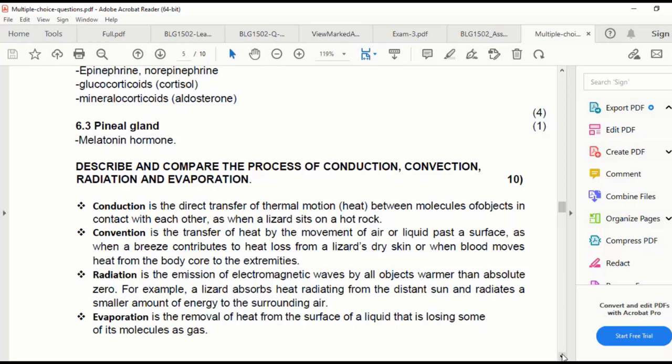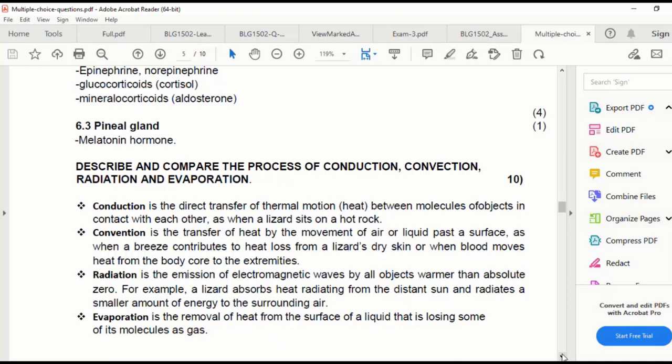So when we talk about evaporation, it's not just a matter of saying it's water which is being lost, but the removal of heat. It's actually not the water being removed from the surface, because that's a mistake that I personally used to make too. It's actually the heat which is removed from the surface of the liquid that is losing some of its molecules into gas. It actually changes into a gaseous state.